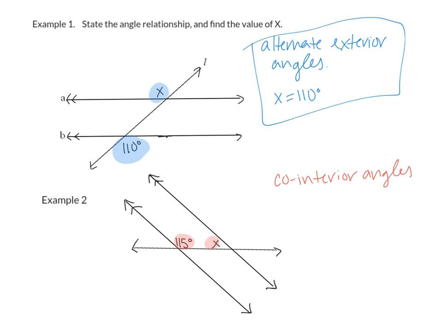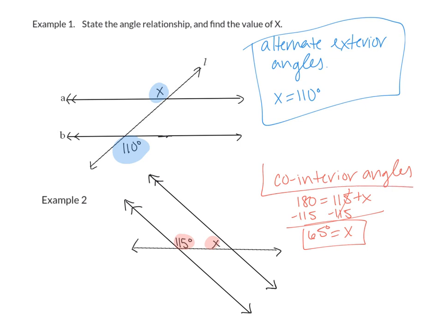So the way I'm going to solve for x is I know it should add up to 180, so 115 plus x equals 180. To solve for x, I'm just going to subtract 115 from both sides. That cancels out, and I get x equals, now maybe you can do this in your head, maybe you need a calculator, but you should end up with 65 degrees. So x is 65 degrees, and these are co-interior angles.